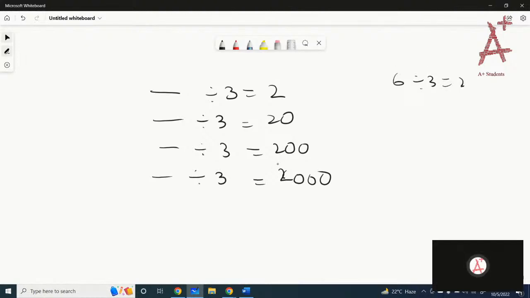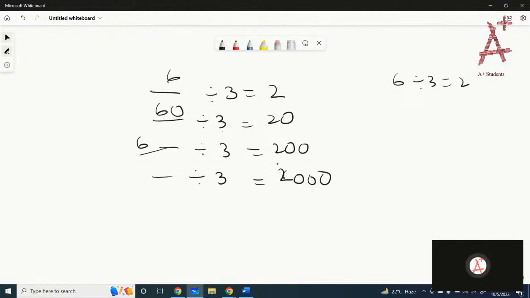6 divided by 3 equals 2, isn't it? Because 3 times 2 is 6. Yes, the missing number is 6. Here you have 1 0, but the numbers 3 and 2 are the same. That means yes, it is a 6 with a 0, 60. Got it?